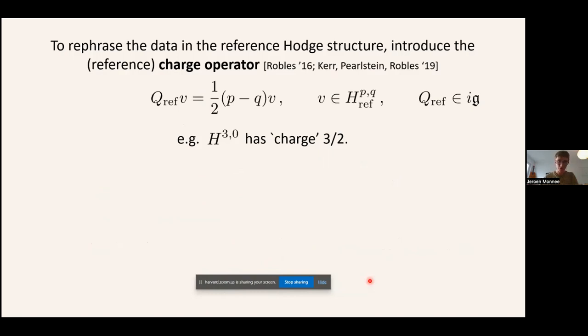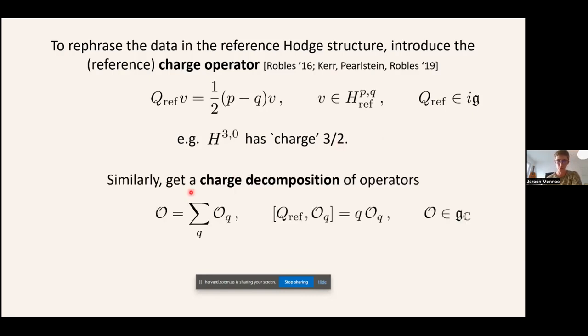As you see, the definition of this map depends on the choice of reference Hodge structure. And this is a bit awkward. To remedy this, what these people did is they introduced what is called a charge operator, or what we call a charge operator. It's very simple. It's defined such that these H^{p,q} spaces correspond to its eigenspaces. So an element v in H^{p,q} is an eigenvector of this Q. For example, elements in H^{3,0} will be said to have charge 3/2. And this Q will actually be some element of the complexified Lie algebra of the group I introduced.